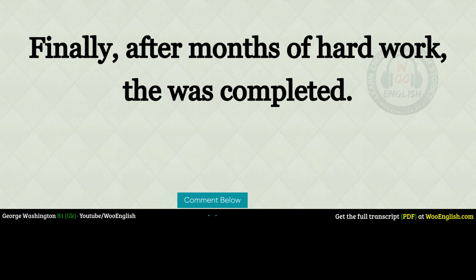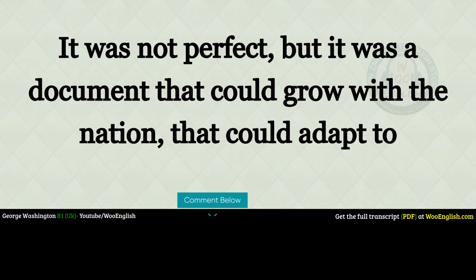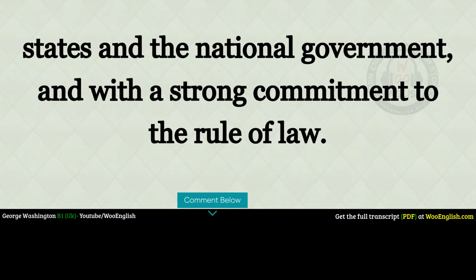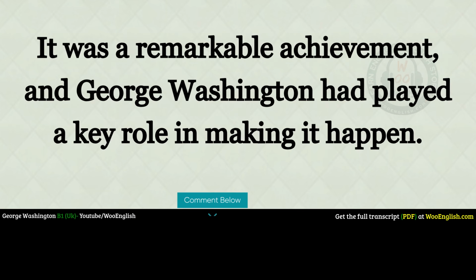Finally, after months of hard work, the Constitution was completed. It was not perfect, but it was a document that could grow with the nation, that could adapt to future challenges. It established a system of government with checks and balances, with power shared between the states and the national government, and with a strong commitment to the rule of law. It was a remarkable achievement, and George Washington had played a key role in making it happen.